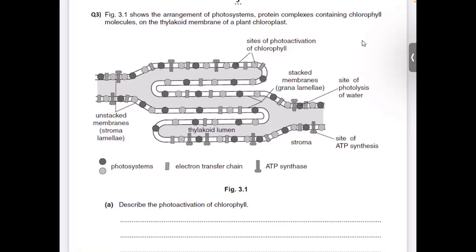So I can say that the light is first absorbed by our accessory pigments. The light energy boosts electrons to higher energy levels, and then this activates our primary pigment. Instead of saying primary pigment, use the word reaction center, because that's the key word. So this then activates our reaction center, and then let's look at the marks now.